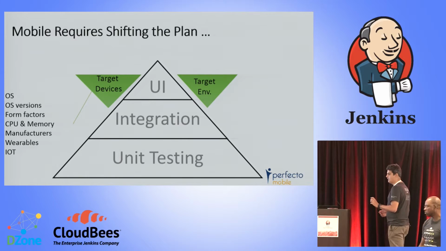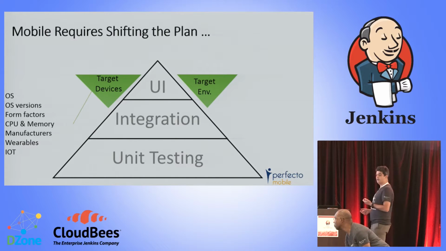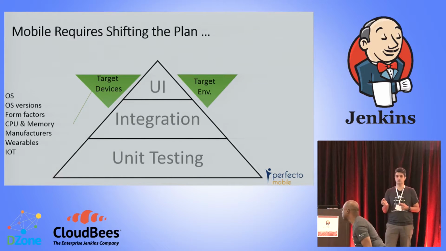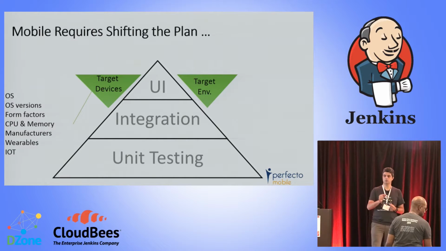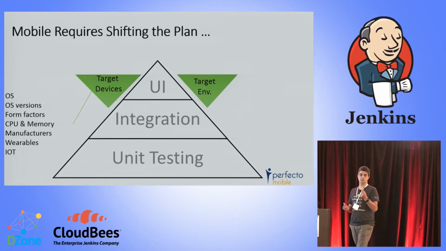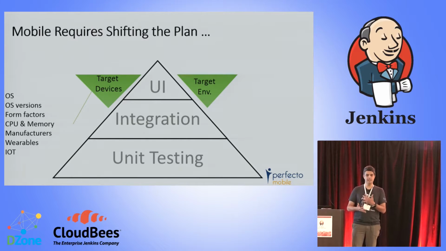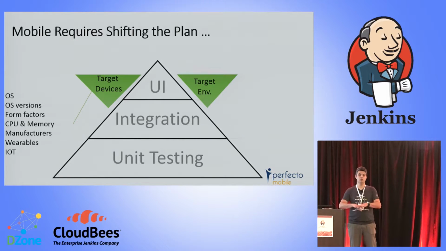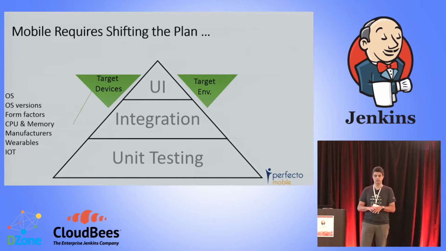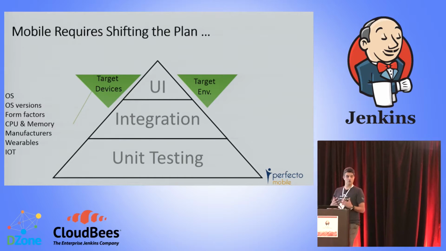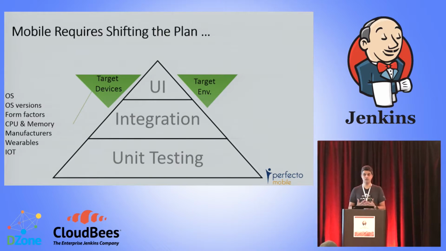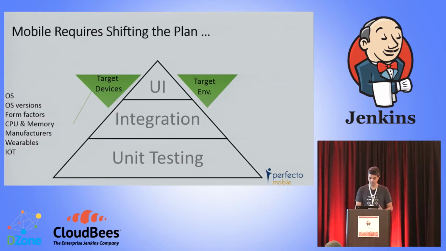And then I can change a little bit the environment parameter. I can change it from 2G to 3G. I can add a different location. So my testing, actually, the full coverage of the testing, grows. And my confidence in my application becomes bigger.